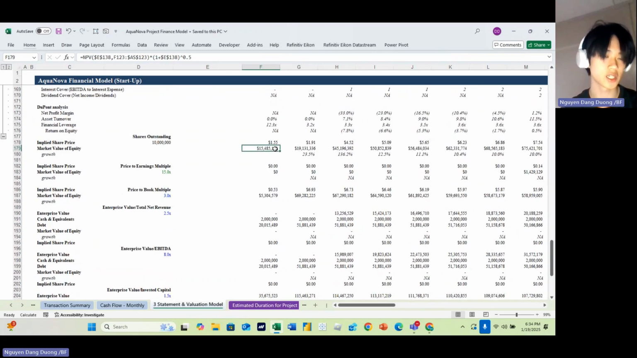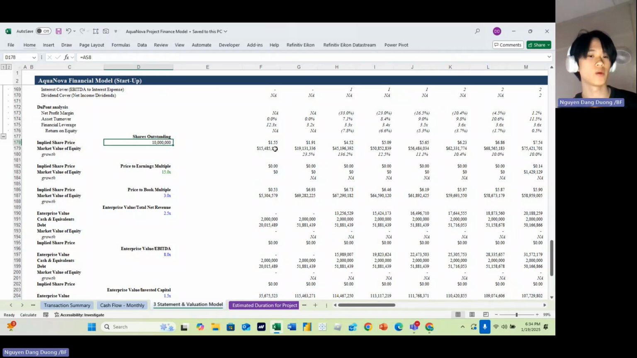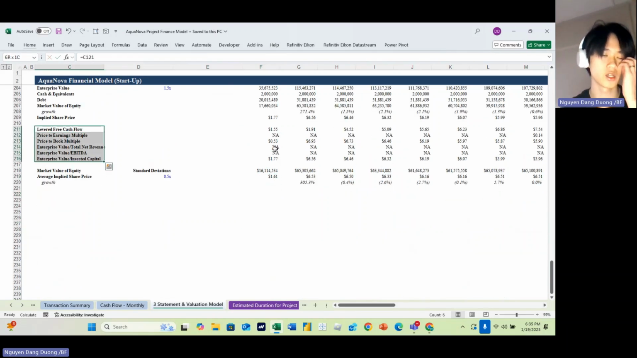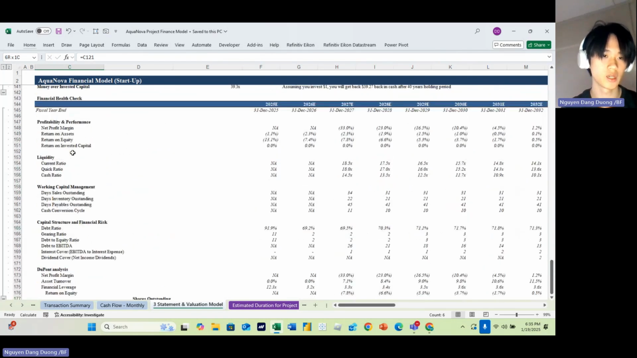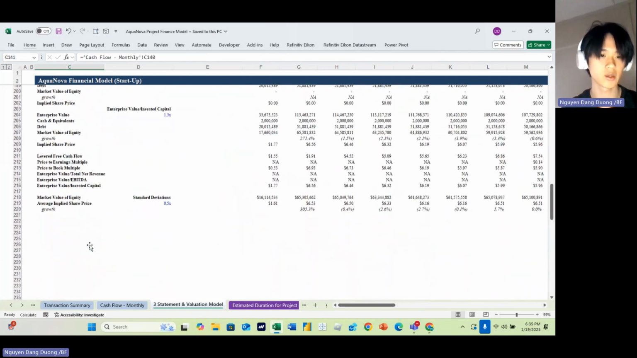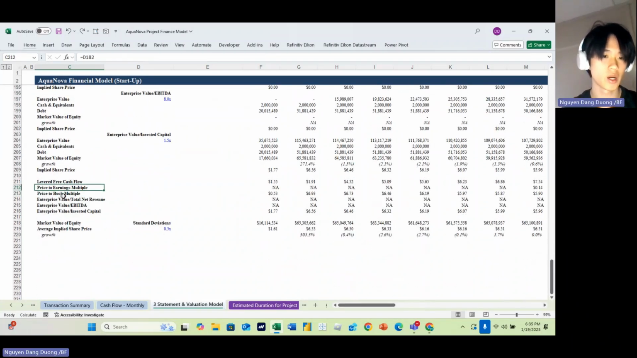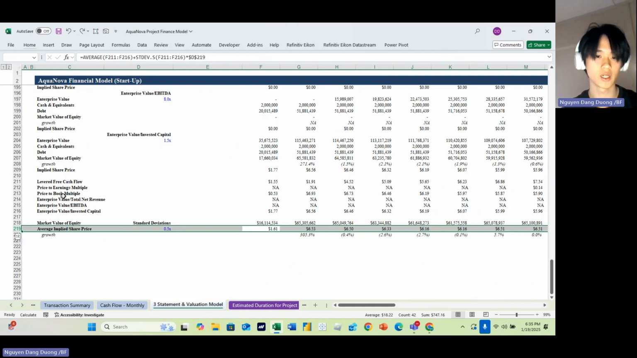And also we added a section for IPOs where we use valuation methodologies to predict the share price of this company and how much it's worth. And with all these valuation methodologies, one of them for example being the levered free cash flow method, and price to earnings multiple, price to book multiple, enterprise value to revenue, enterprise value to EBITDA, and enterprise value to invested capital, we predict our share price to be over here.